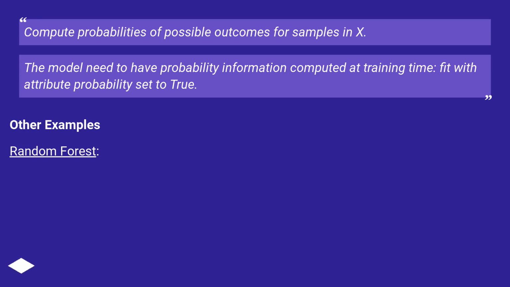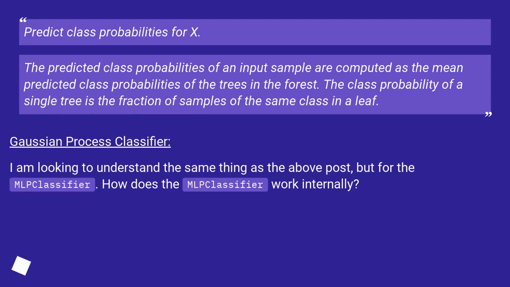Other examples: random forest, predict class probabilities for X. The predicted class probabilities of an input sample are computed as the mean predicted class probabilities of the trees in the forest. The class probability of a single tree is the fraction of samples of the same class in a leaf. Gaussian process classifier.